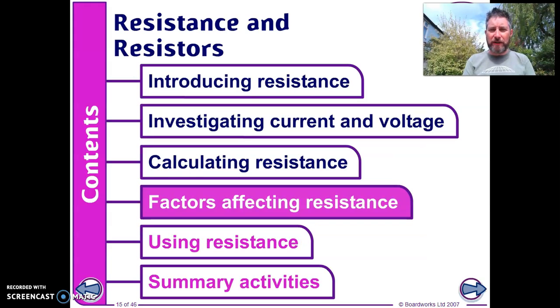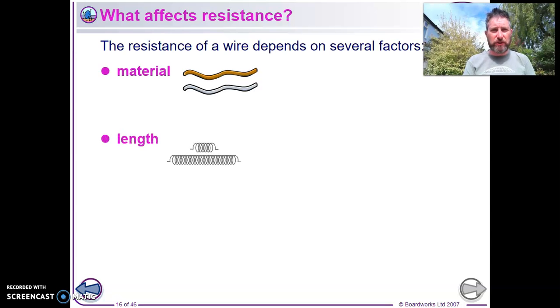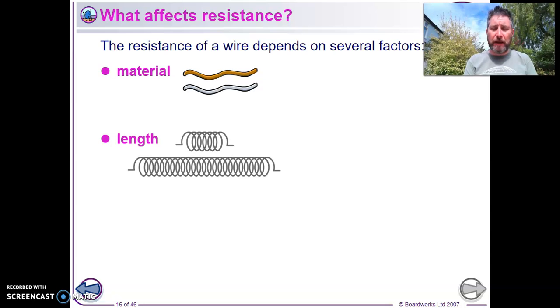So how do we investigate resistance? How do we find out what factors affect it? Well, the resistance of a wire depends on a number of things. If you think about the flowing of electrons, the material the wire is made from is going to make a difference. So plastic is much higher resistance than copper, for example. Different metals have different resistances because there are different metal ions in them. The length of the wire is going to make a difference. It's much harder to get down a long wire than it is down a short wire.